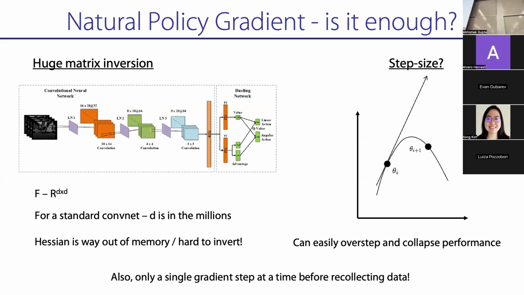So the other issue, which is maybe a side note, is that you're still only taking one step every time you collect some data, right? And so you're still not reusing any data. So you're not off policy at all. But we're going to primarily try to deal with these two issues. How do we avoid matrix inversion? And how do we deal with this step size issue?